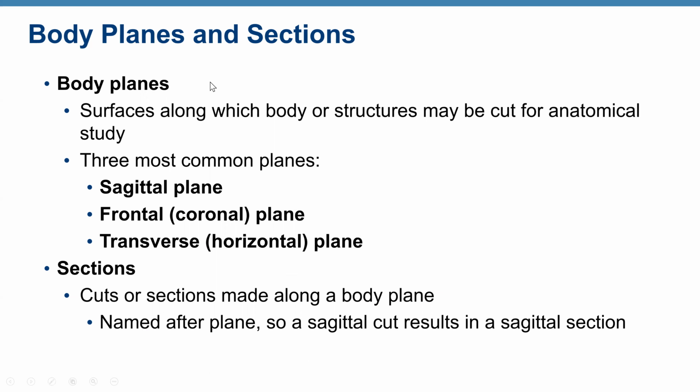Body planes. Surfaces along which the body or a structure may be cut for anatomical study. We have three most common planes: sagittal plane, frontal or coronal, and transverse or horizontal. And sections are cuts made along a body plane. Sections are named after the plane, so a sagittal cut results in a sagittal section.